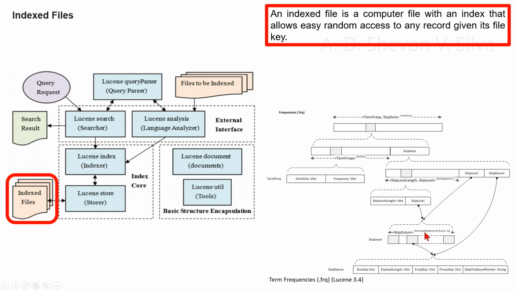Doc freq divided by skip interval to the power level plus 1. Here the skip level and skip level are connected. This is the skip level. Here is the skip datum. It consists of doc skip vint, payload length vint, freq skip vint, proxy skip vint, and skip child level pointer vlong, and it is connected to the skip data.